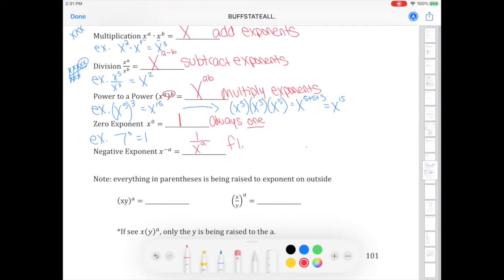So when you have a negative exponent, what you're going to do is flip your fraction. And I want you to underline fraction. We'll talk about that in a second too. Flip your fraction and make exponent positive. Okay, flip fraction and make your exponent positive.